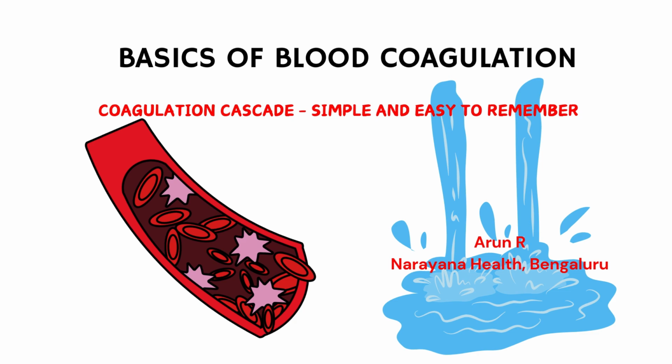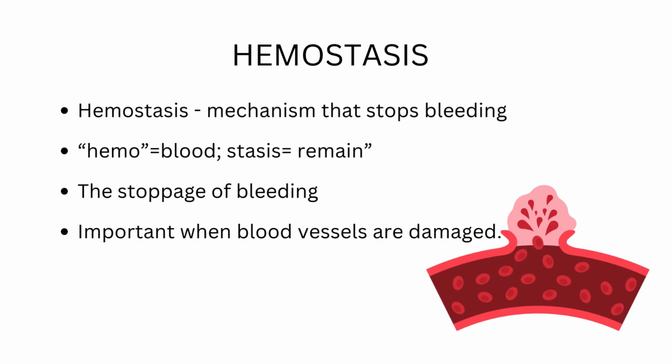Hello everyone. This short video is going to be on the coagulation cascade and a simple way to remember it. Hemostasis is the mechanism of the process that stops bleeding. Hemo means blood, stasis means remain. The stoppage of bleeding is important when the vessels are damaged.